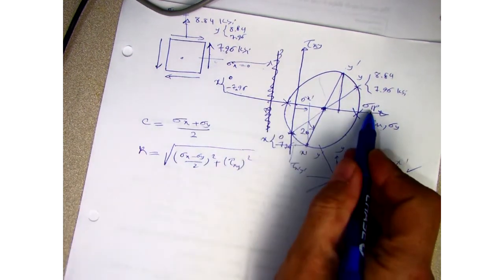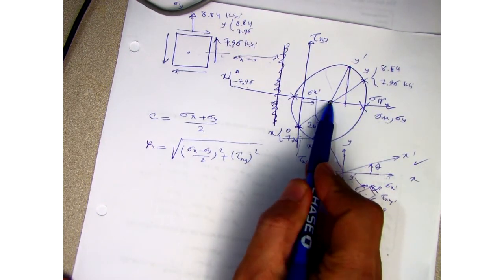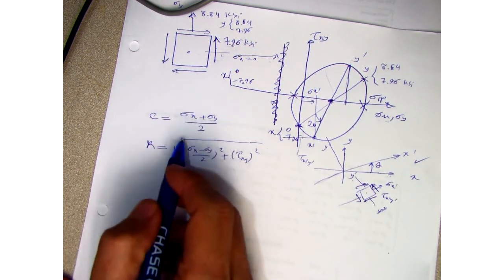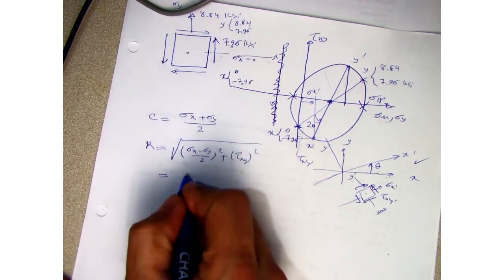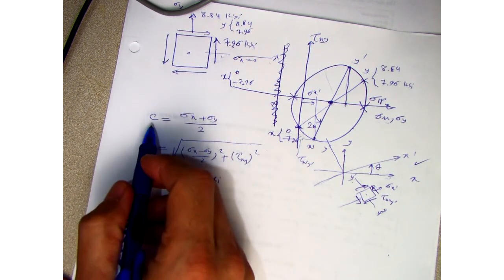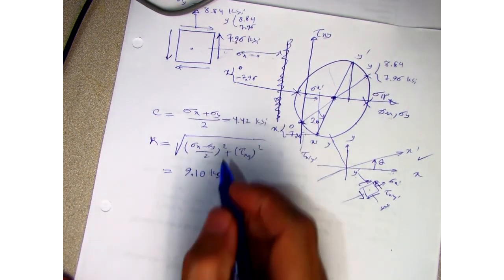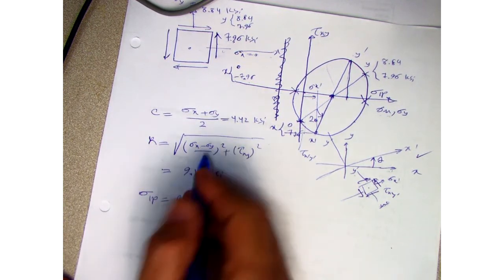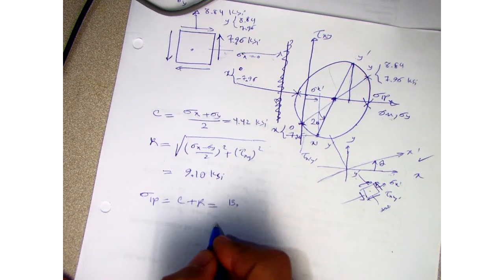So how do you find that sigma 1p? Basically, that is your center plus your radius, right? So if you find these two, your radius, using the numbers I have here, the radius is 9.10 KSI. Your center is 4.42 KSI. So I have these two. Sigma 1p will be center plus r. If you add these two, you're going to get 13.52.